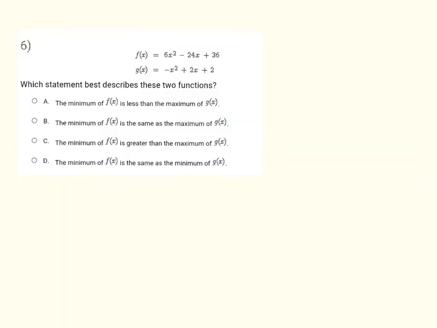Okay, in this equation, they want to know which one has a higher vertex, which one has the greater or lesser vertex. So the top equation here has a positive out front, so that's a smile, and this one has a negative in front of the x squared, so that's a frown. So you could have something like this, where the minimum is higher than the maximum, or you could have something like this, where the maximum is higher than the minimum, or you could have something where they're actually touching right at the vertex and they're exactly the same.